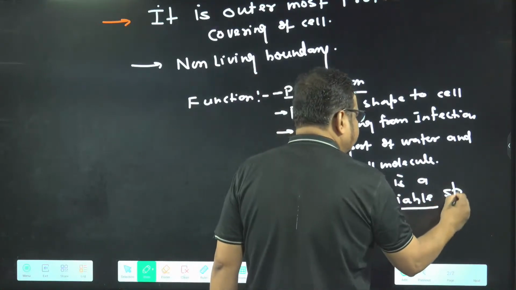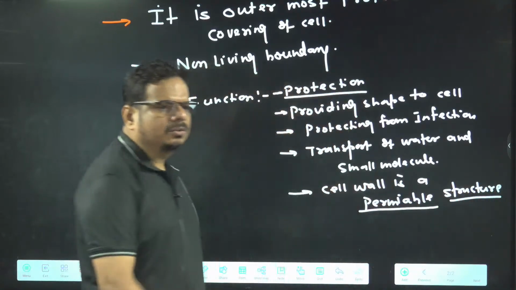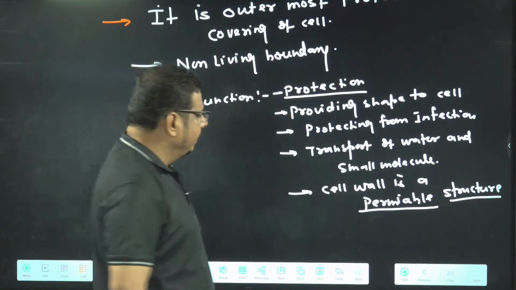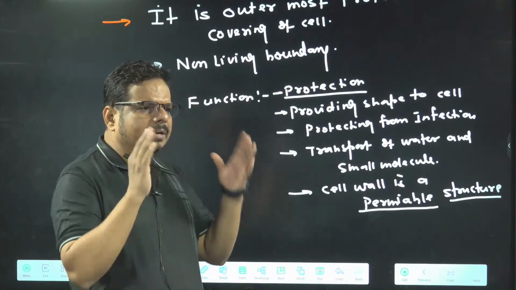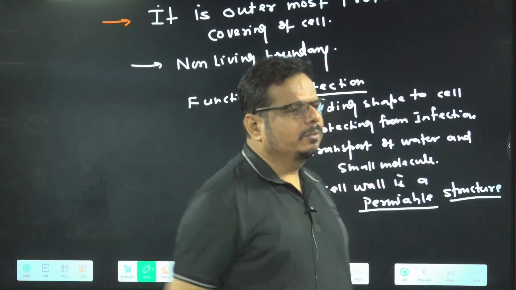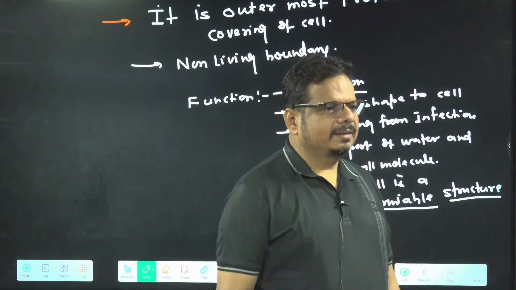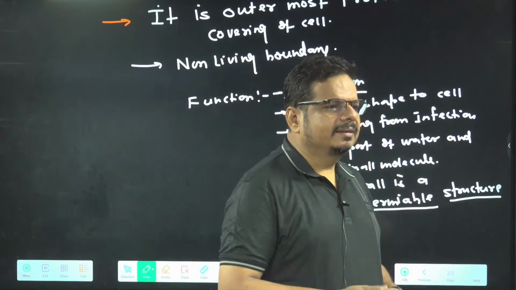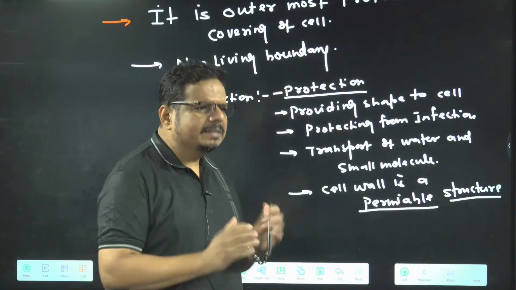Permeable structure allows both solute and solvent to pass through it. So it helps in which one? Transport. Getting the things or not? So it is a permeable structure unless some other material is deposited on the cell wall. If suberization occurs, lignification occurs, in that case the cell wall becomes impermeable. But that is a special condition.